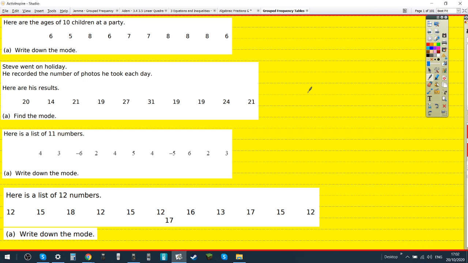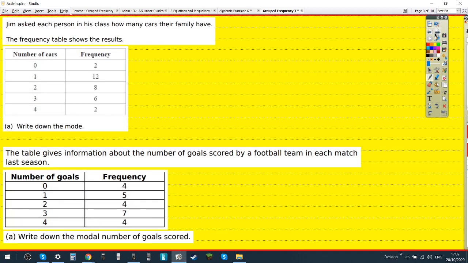Who was it you do? 10 children are mine. Write down the mode. Okay, so the mode is 8. Fine. Top one. Yeah, I think.